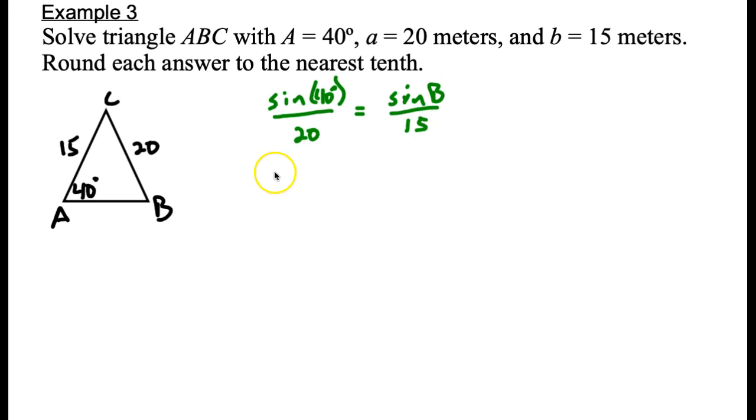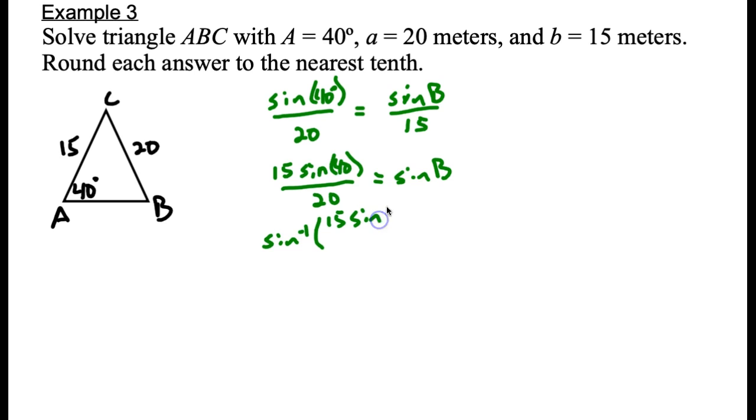So multiply the 15 over. 15 times the sine of 40 over 20 equals the sine of B. Now to get B by itself, remember we need to undo sine, so that means taking the inverse sine of both sides. So what we will end up with is all of this inside of the inverse sine function, and that'll be angle B.